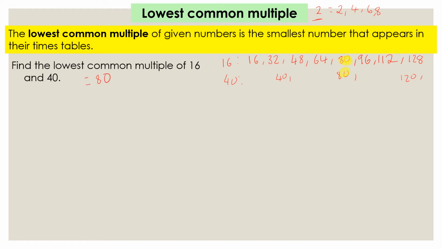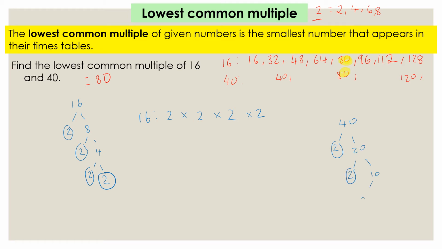And there is another method for doing that, which is prime factorization. So let's split these numbers into its prime factors, like this. 16 is 2 times 2 times 2 times 2, and then I'll do 40 over here. And then 40 is 2 times 2 times 2 times 5.